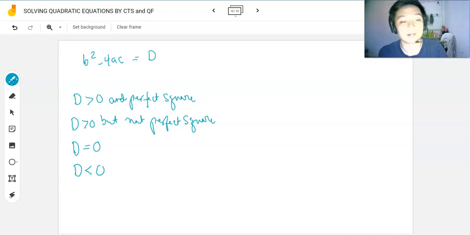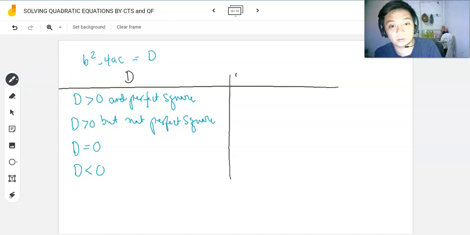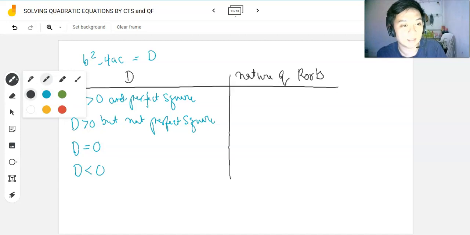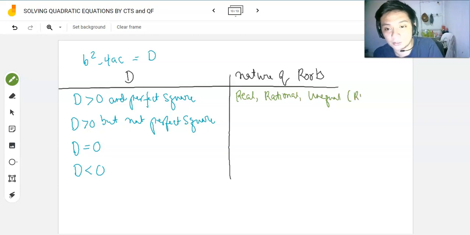At pag ganun yung discriminant, anong roots ang meron ng equation? So, we're going to talk about yung nature of roots, tinatawag. So, ito yung value ng D. Tapos, dito naman yung nature of roots. Nature, how do you spell that? Nature. Yan, nagkamali lang ating pen. Nature of roots. Okay, so, kanina nakita natin na kapag perfect square at positive ang discriminant, the roots are real, rational, and unequal. Yan. Pwede natin bigyan ng acronym na RRU yan.